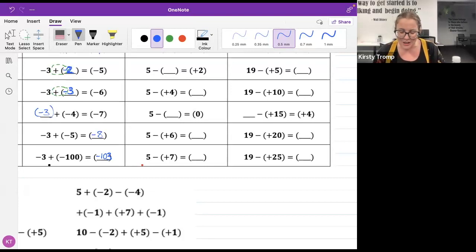It's a long day. Okay. So can you see? I've got -8. All right. Now my last one. I've got a negative and a negative. Can you see? They're both negative. Yes, ma'am. Okay. So my answer is going to be negative. And I've got 3 and 100. So what's 3 plus 100? 3 plus 100 is 103. There we go. And that's how I got -103.